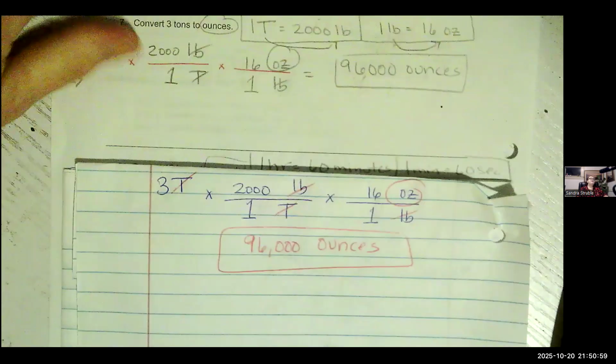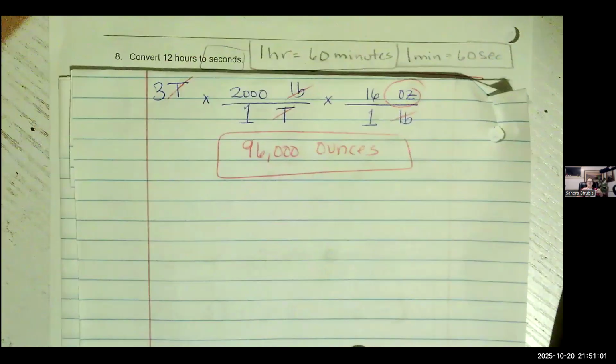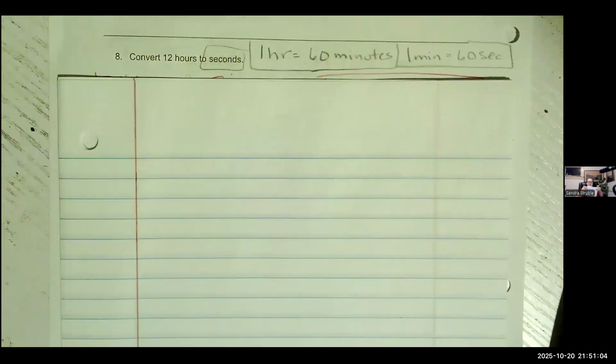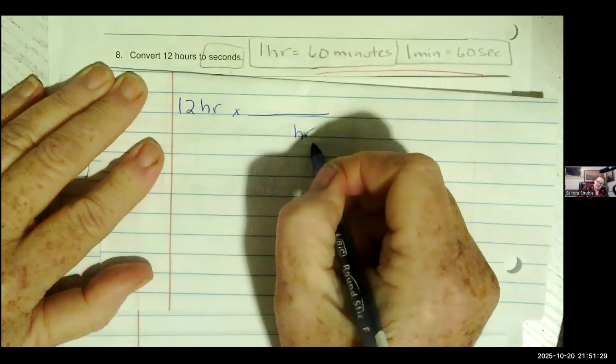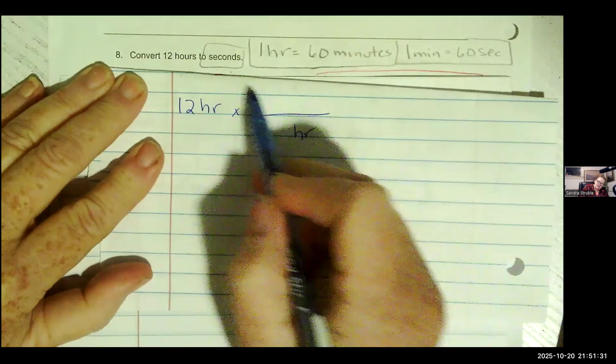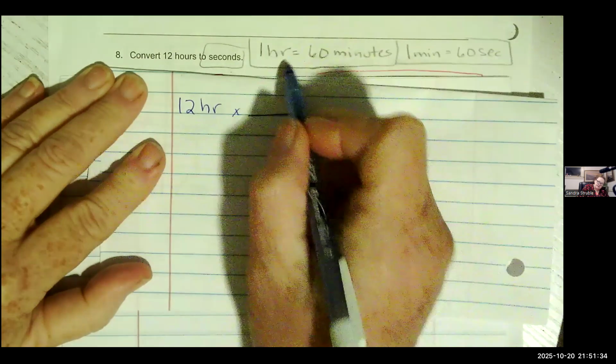Converting 12 hours to seconds. I've given you the conversions there. Go ahead and pause the video, attempt these yourself, and then come back to see how you did. Always start with what you're given. We were given 12 hours. We don't want hours. So let's put an hour down here so that they'll cross out. We don't have a direct line from hours to seconds, but we can get from hours to minutes and then from minutes to seconds. So let's do that.